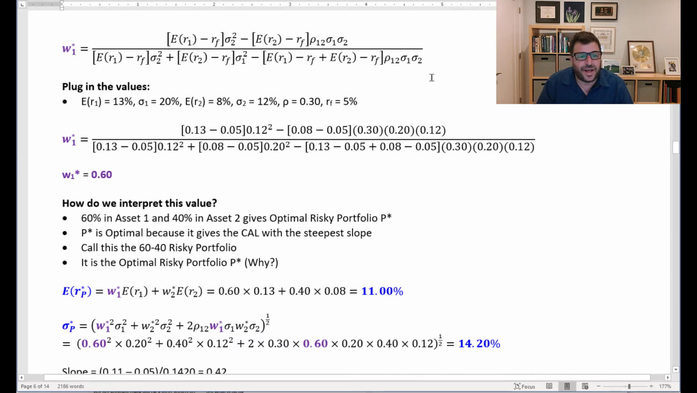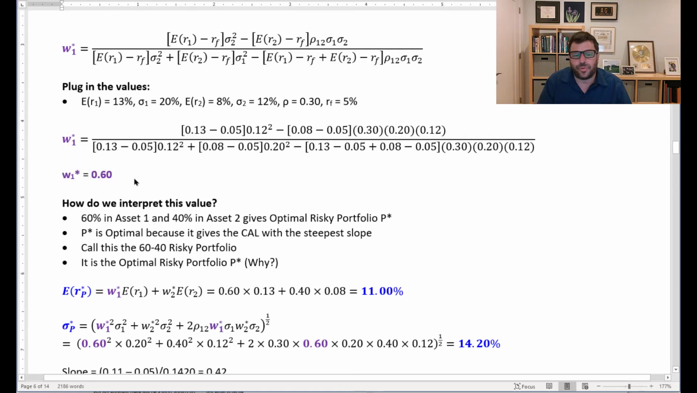But I have all these values. I know that the return of asset 1 is 13, the risk of asset 1 is 20. I know that the return of asset 2 is 8, the risk of asset 2 is 12, and the correlation is 30, and the risk-free rate is 5%. So I plug in all these numbers, and I get W1 is equal to 0.6 or 60%.